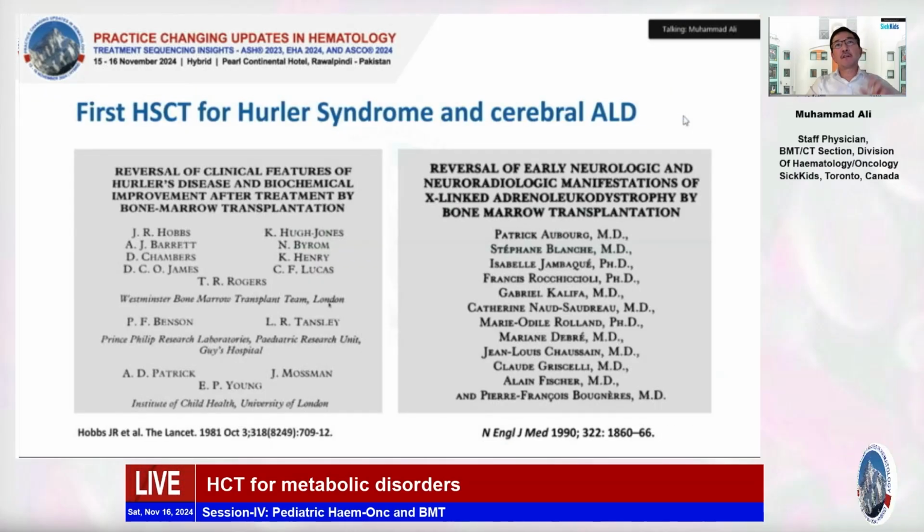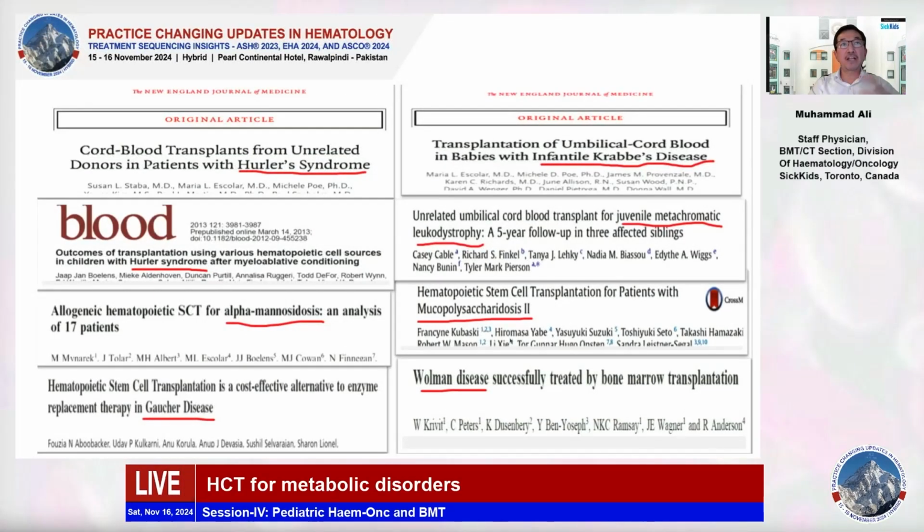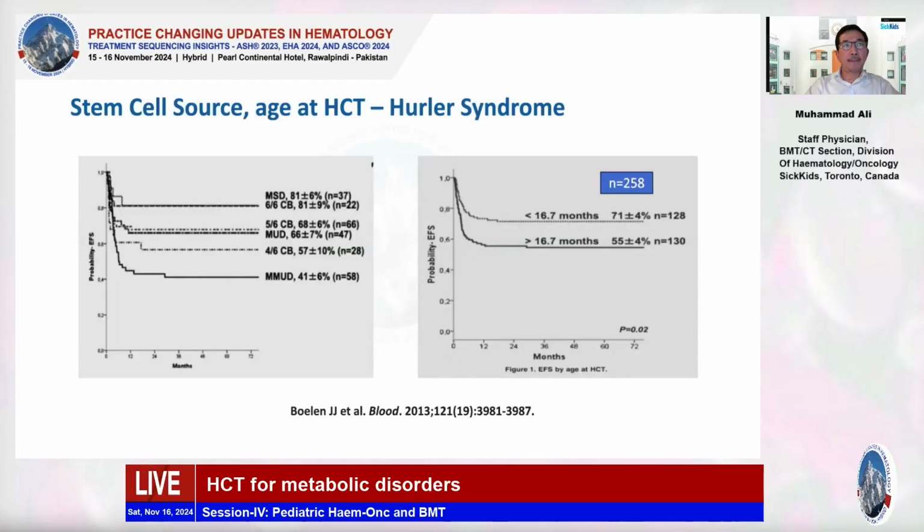So the first transplant for Hurler syndrome was reported back in 1981 by a transplant team in London, and the first transplant for cerebral ALD was reported back in 1990 by a group in Paris, France. And after that, many centers across the world started to offer allogeneic transplant for a variety of metabolic diseases, as underlined here: Hurler syndrome, infantile Krabbe disease, juvenile metachromatic leukodystrophy, mucopolysaccharidosis type 2, or Hunter syndrome, Wolman disease, Gaucher, and a few other types.